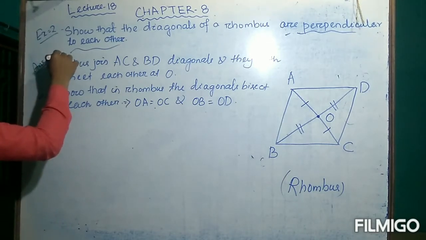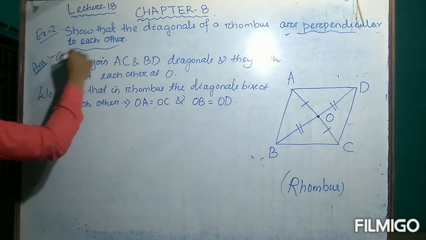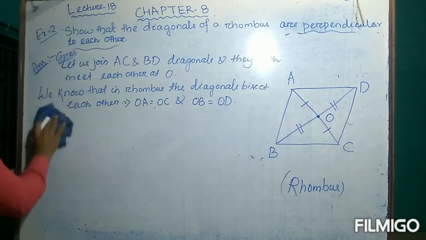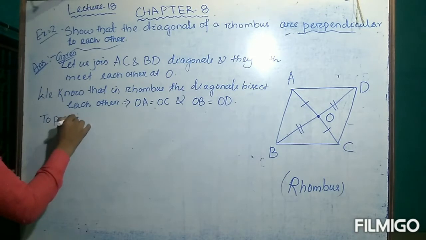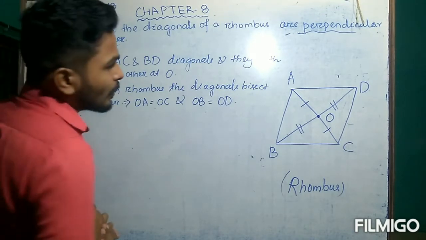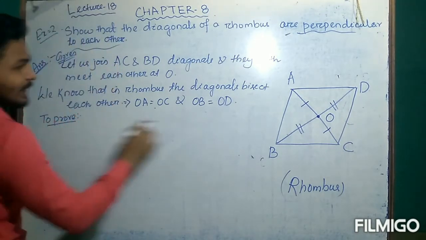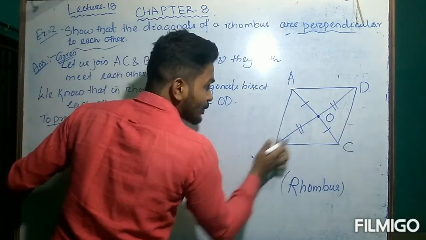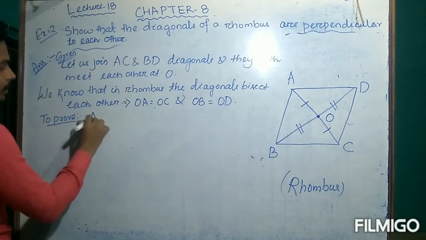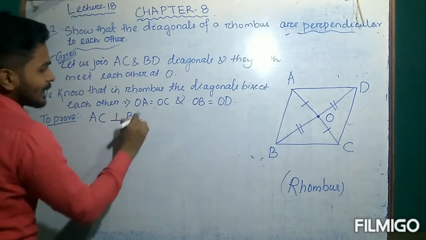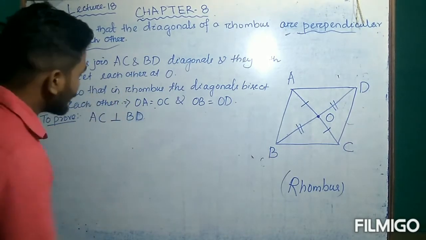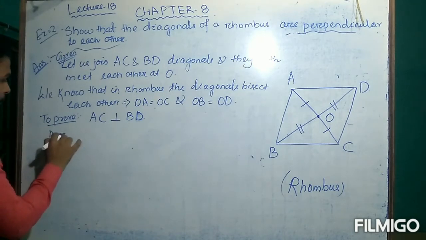Okay. So now let us prove. You can write it as given. And then you have to write to prove. We have to prove what? That AC diagonal is perpendicular to BD diagonal, because they have angle 90 degree. That we have to prove. Okay. So let us prove.